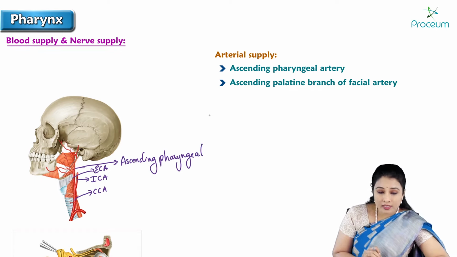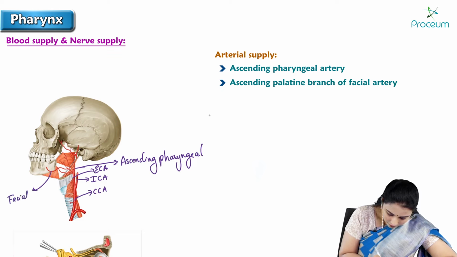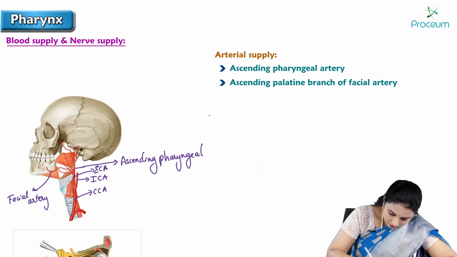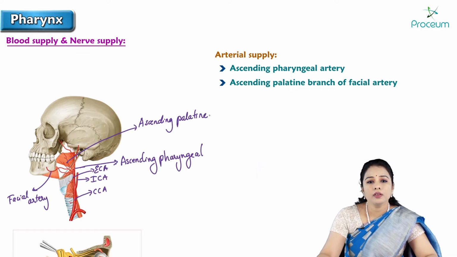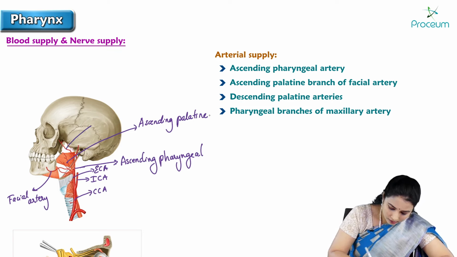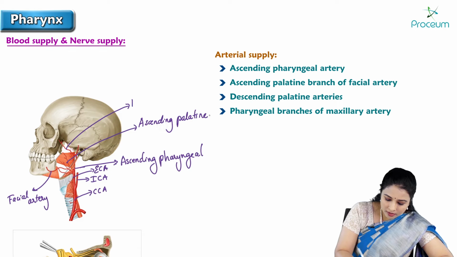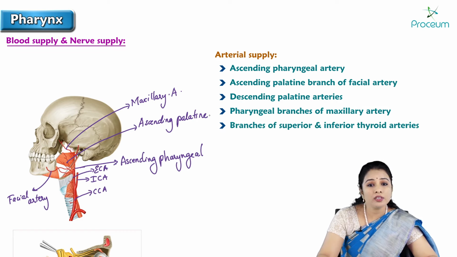Ascending pharyngeal artery, then ascending palatine, which is a branch of facial. So, this is the facial artery. Arising from external carotid, which gives rise to ascending palatine branches. And also descending palatine arteries and pharyngeal branches of maxillary artery. So, external carotid artery terminally divides into maxillary artery and superficial temporal arteries. So, you can see the maxillary artery here. So, maxillary artery gives rise to some palatine branches and pharyngeal branches, and branches of superior and inferior thyroid arteries as well.